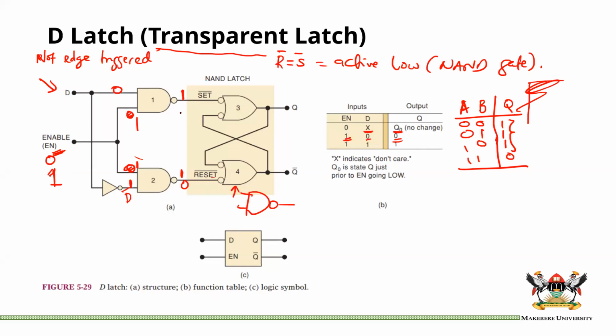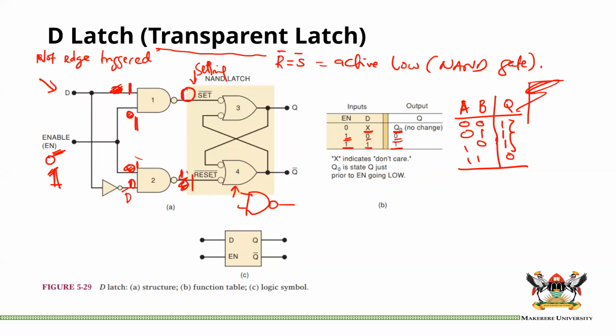The other way is if enable is 1 and D is 1. If D is 1, that means D inverse is 0. You have a 1 here, so you have a 1 and a 1, meaning your output now becomes 0 on that side. A 0 and a 1 here, your output will be a 1, meaning that we are setting. If we are setting, with 1 and 1, our output will be a 1.